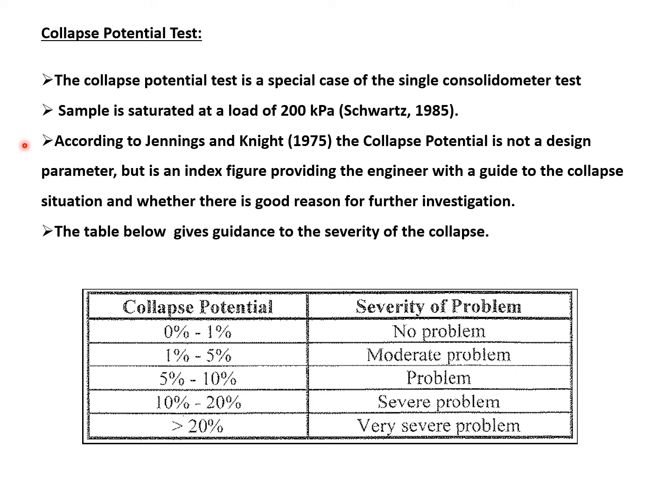According to Jennings and Knight 1975, the collapse potential is not a design parameter but is an index figure providing the engineer with a guide to the collapse situation and whether there is good reason for further investigation. The table below gives guidance to the severity of the collapse. Through the collapse potential value, you can rate the collapsibility: no problem, moderate problem, problem, severe problem, very severe problem. So 0 to 1% no problem, 1 to 5% moderate problem, 5 to 10% problem, 10 to 20% severe problem, and more than 20% collapse potential, very severe problem.